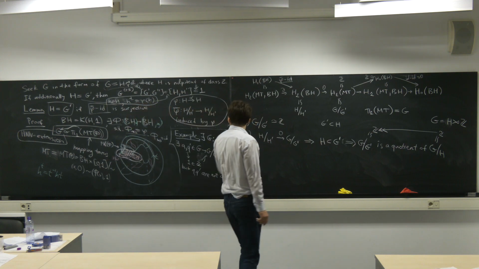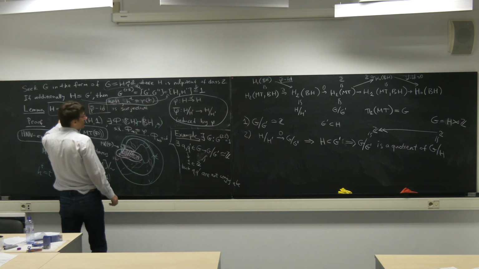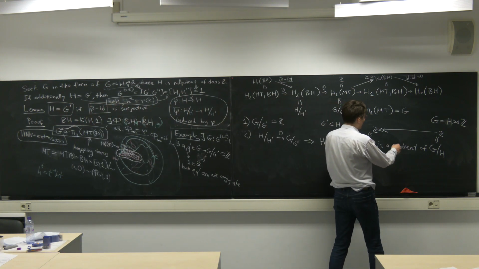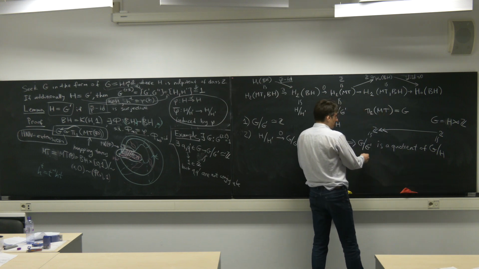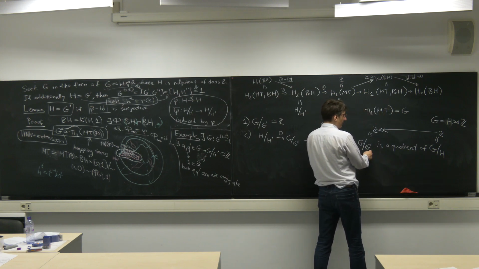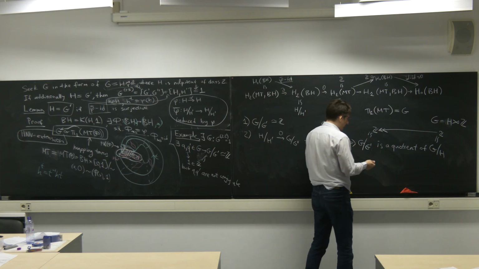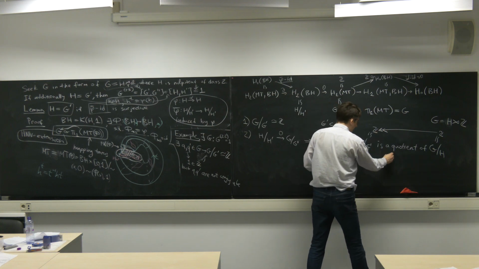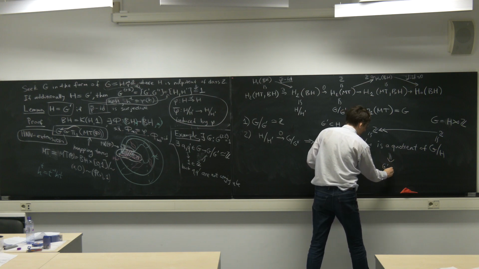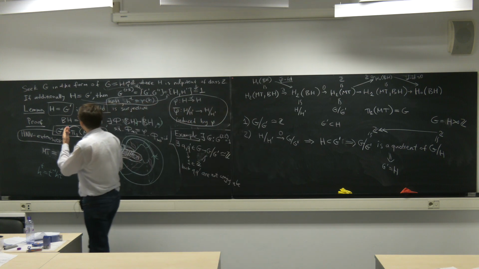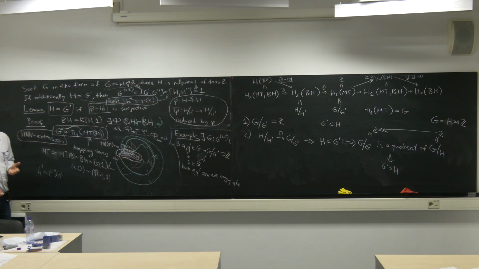Well, anyhow, we wanted to prove that H equals G prime. And here we have a map from G modulo H to G modulo G prime, which is a quotient map. It is not just some random map. And this map turns out to be an isomorphism. So we get that G prime is the same as H. So the lemma is proved. Any questions?